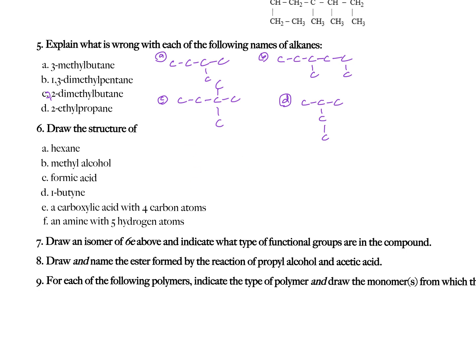Very, very simple. You're not required to do any of the rest of them because, well, although you could do letter D, now that I see it, 1-butene. That would be a 4-carbon chain with a double bond between carbon 1 and carbon 2. I think you could do that.